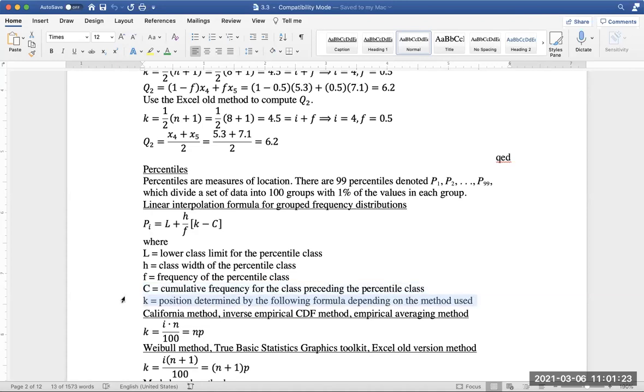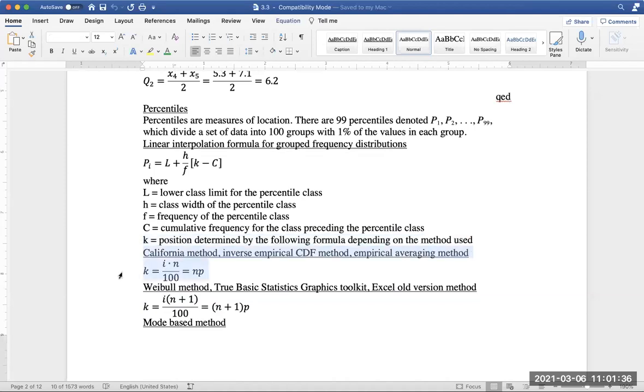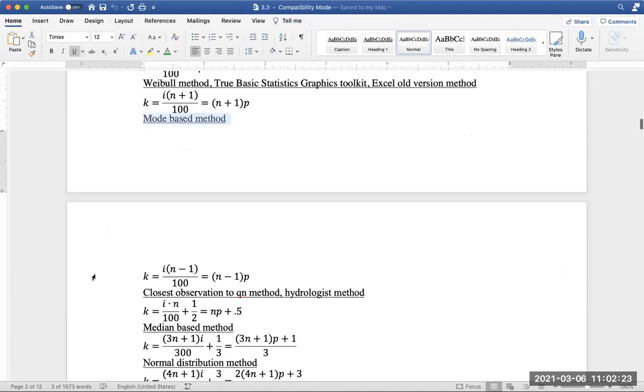But now, let me list all of the differing formulas for the position. In the California method, the inverse empirical CDF method, or the empirical averaging method, in any of these three methods, K is equal to N times P. In the Weibull method, in the true basics statistics graphic toolkit, and in the Excel old version method, in these three methods, K is equal to N plus 1 times P. In the mode-based method, K is equal to N minus 1 times P.